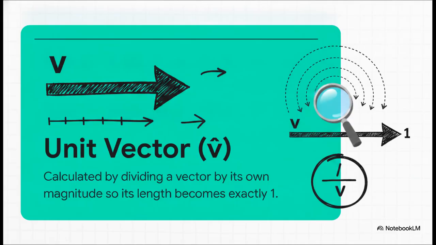So we've got magnitude down, but what if we just want the heading, like the pure, distilled essence of direction with zero distance attached to it? That is where we use a unit vector. We write it as a v with a cute little hat over it. To get it, you take your vector and literally divide it by its own magnitude. You are basically stripping away the specific distance until the length is exactly 1. It becomes nothing but a pure directional pointer.